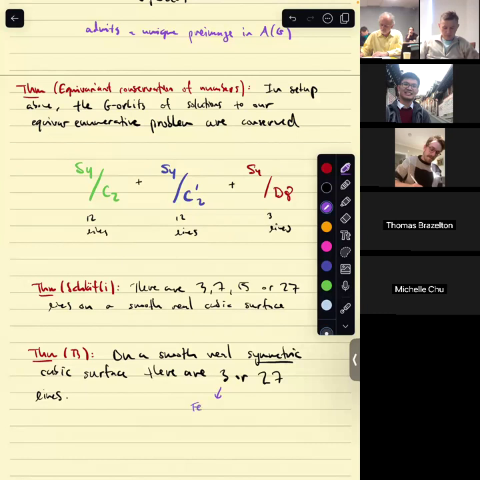for 3 lines, I have the Fermat cubic that has 3 real lines and it's symmetric. And for 27, I have the Clebsch cubic surface, which has all 27 lines defined over the reals.